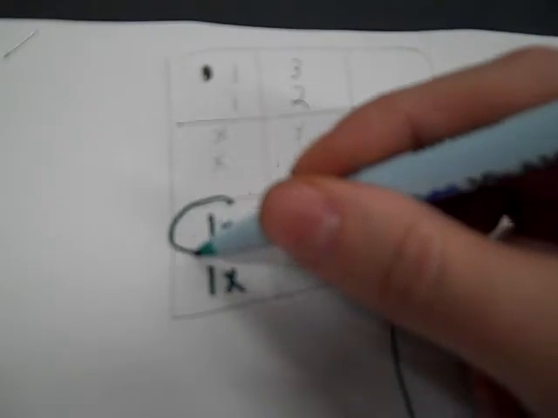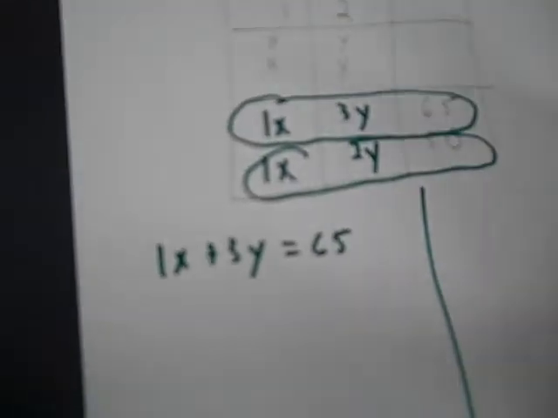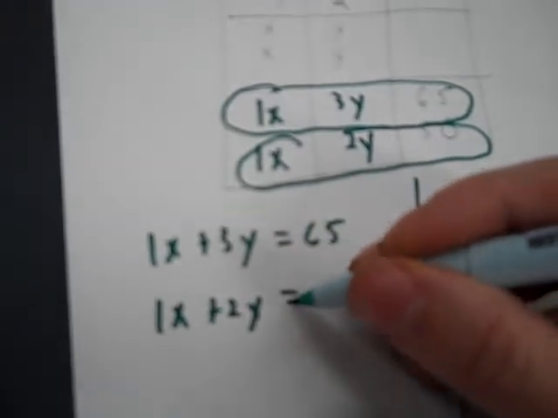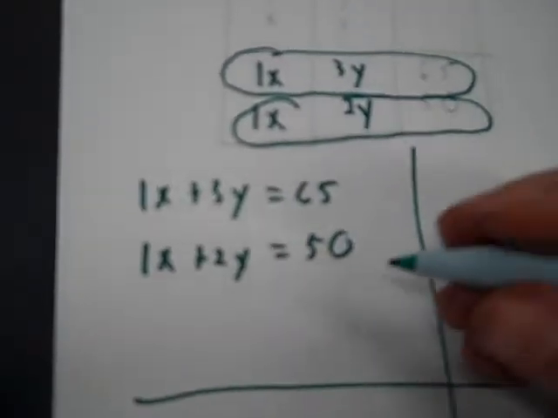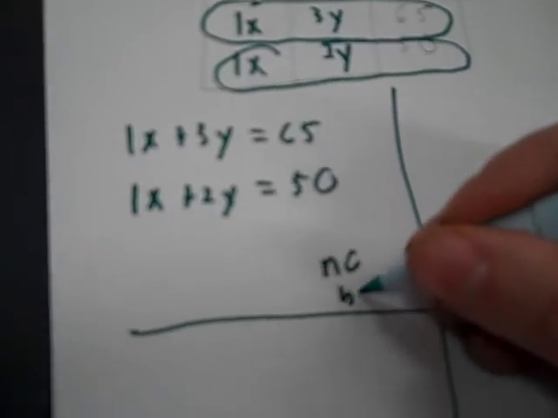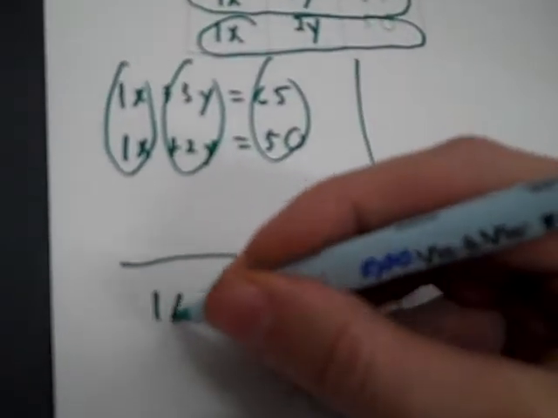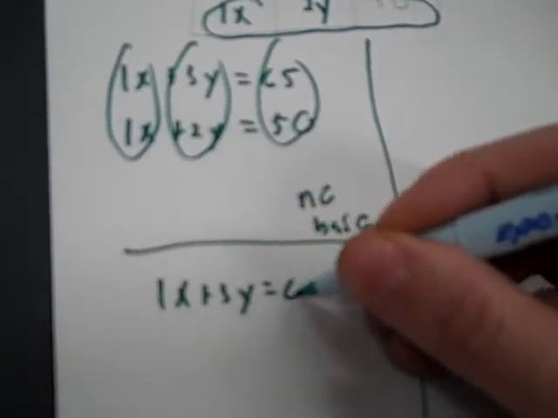And you write the equations from here now, okay? Top doesn't have anything here, so you got to go with these two. So I write 1x plus 3y equals 65. And then 1x plus 2y equals 50. Now I have no base, so I'm going to circle these. Write that other equation, 1x plus 3y equals 65.